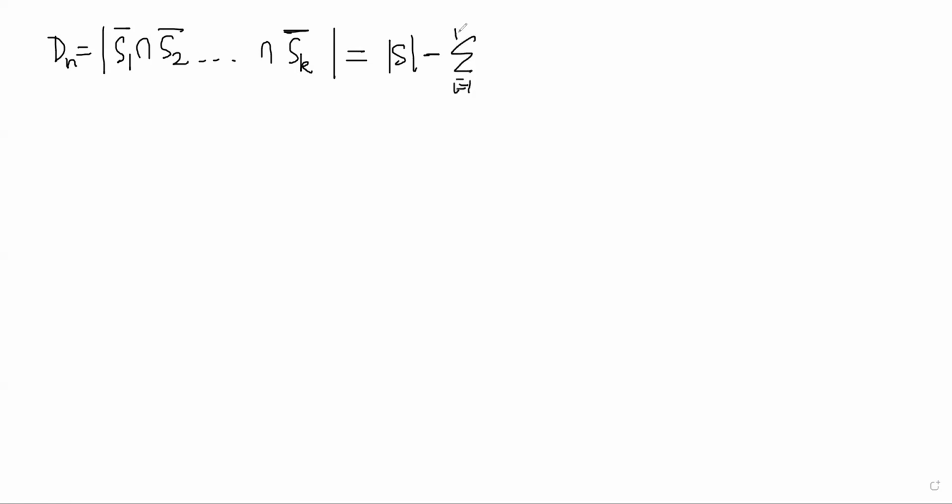So D_n, which is equal to the cardinality of S1 complement intersection S2 complement, and so on till Sk complement, will be equal to mod of S minus the sum of the terms taken one at a time, 1 to n, Si, plus the terms taken two at a time, nC2 (n minus 2) factorial. Why nC2?